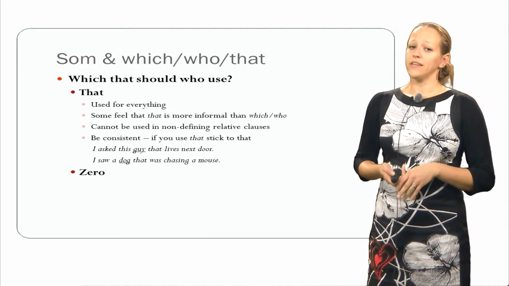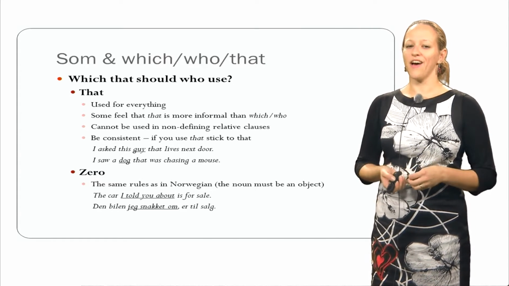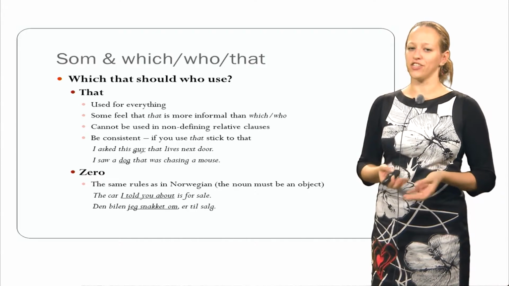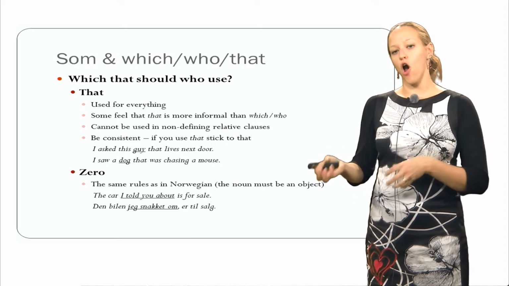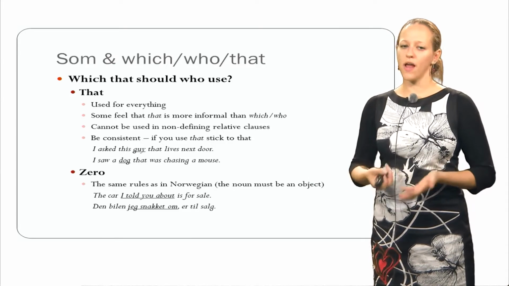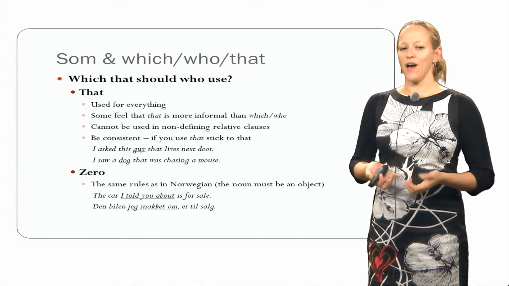The last option is zero, or not putting anything there. And this, luckily enough, is the same in Norwegian as in English. The actual rule is that the noun you're referring to must be an object in the sentence, but you don't have to remember that. Just trust your Norwegian sense and it will help you.